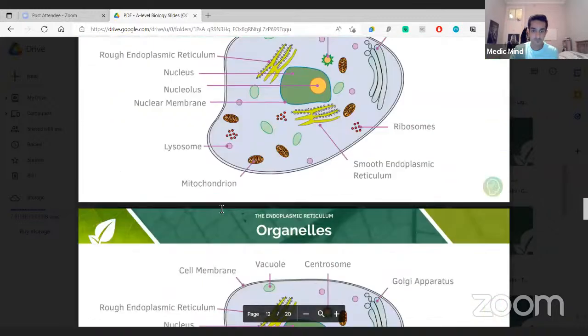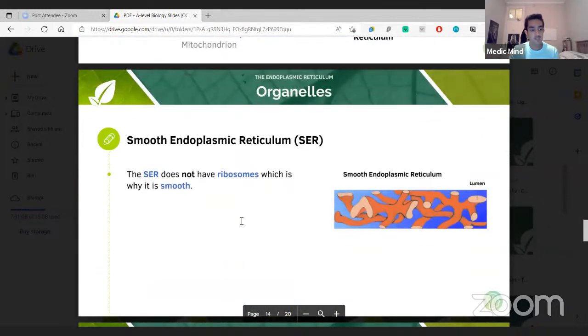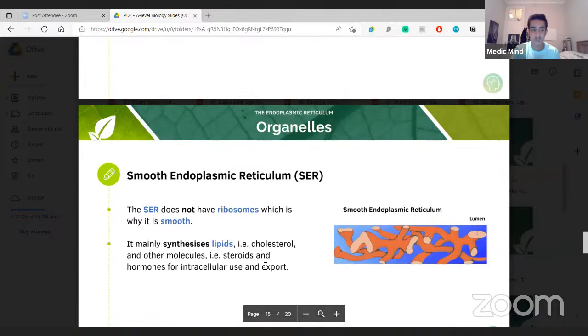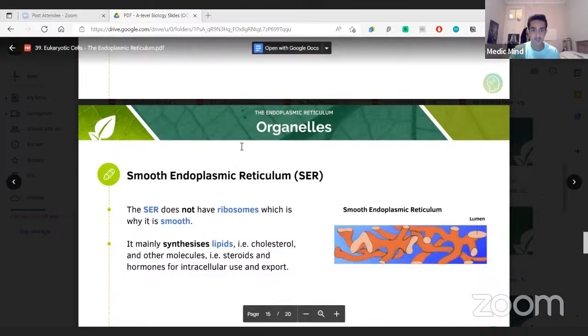Kind of simple. And then smooth. So the smooth endoplasmic reticulum doesn't have ribosomes, hence smooth. And its function is to synthesize lipids, i.e. cholesterol, and other molecules, i.e. steroids and hormones, for intracellular use and transport.